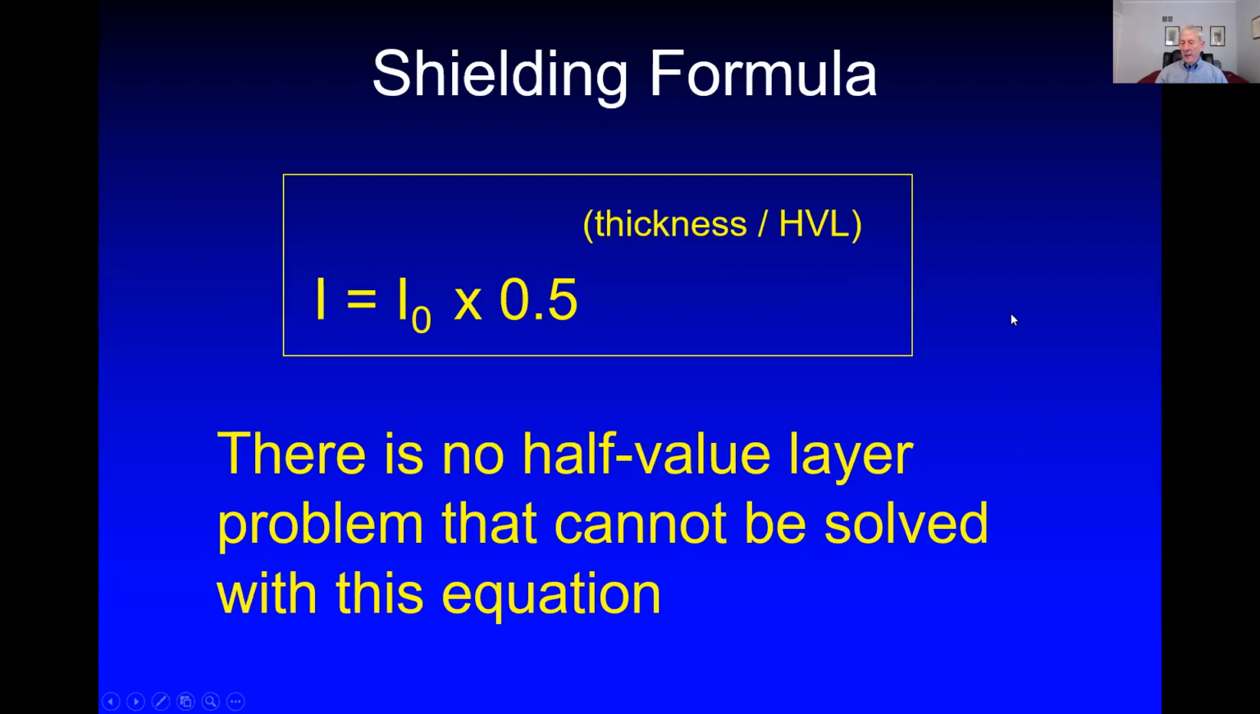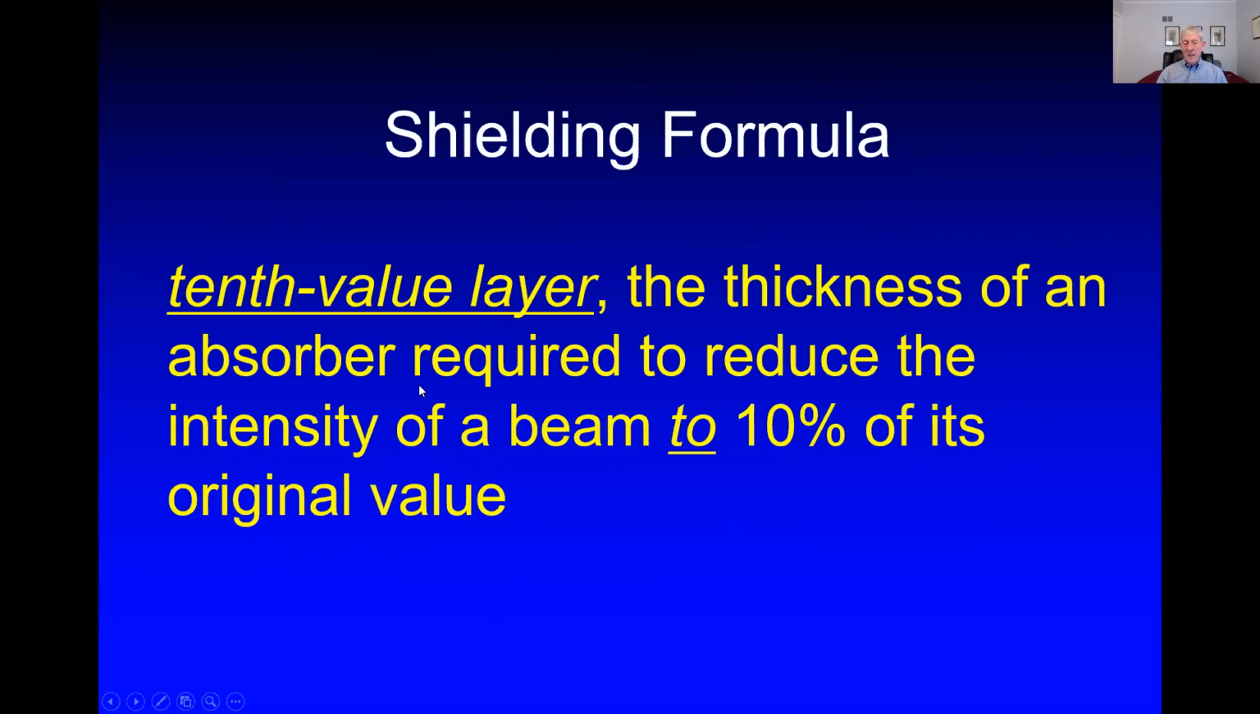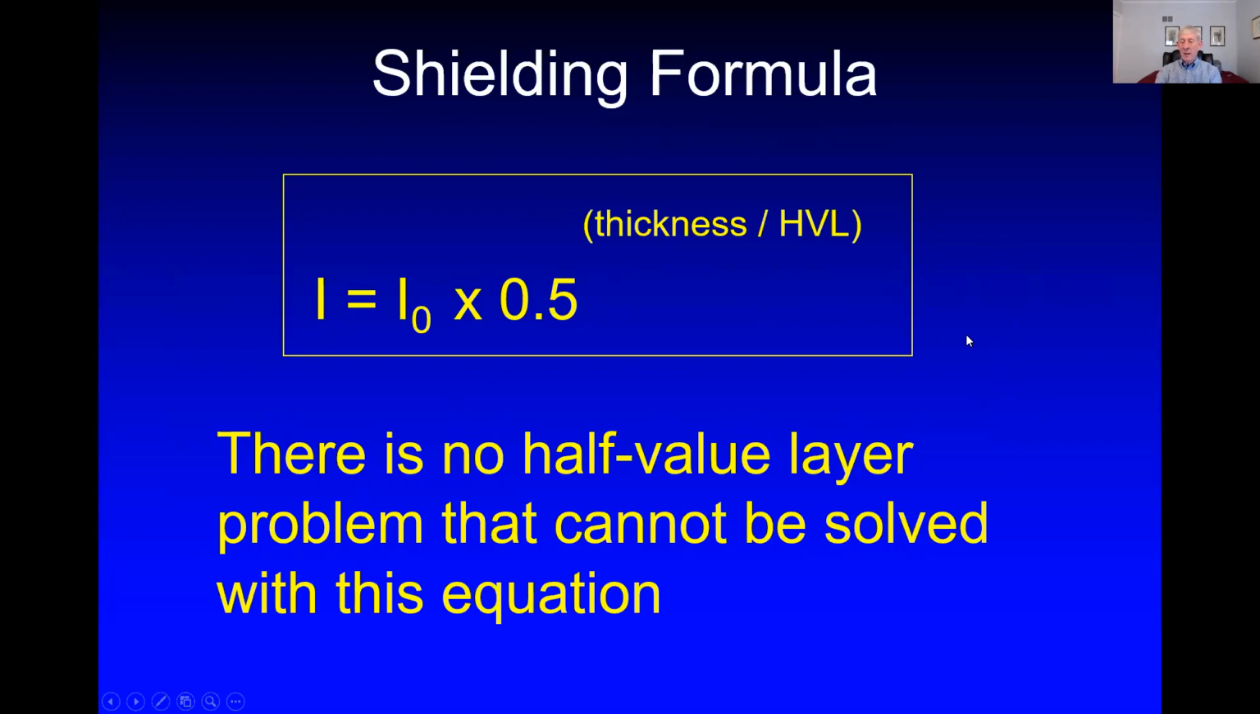Anyone? All right. Fortunately for you, there's no such thing as a 10th life, but unfortunately for you, physicists love 10th value layers. So I'm going to define a TVL, and you can tell me if my definition is correct or not. Here, we said that the half value layer is the thickness that reduces the intensity of the beam to 1/2. How about this though? A TVL is that thickness of an absorber that reduces the activity or the intensity by a factor of 10.